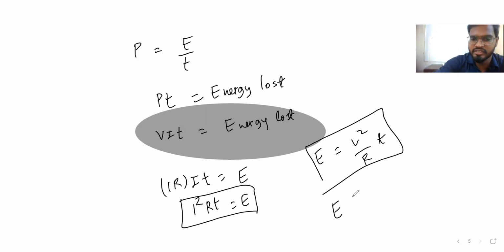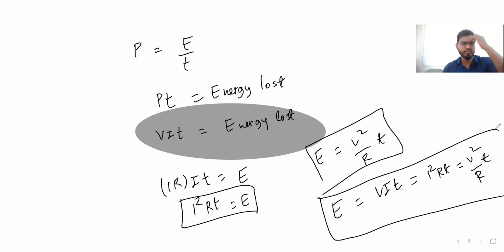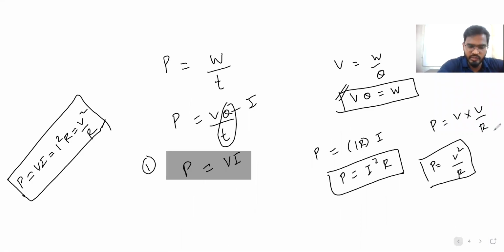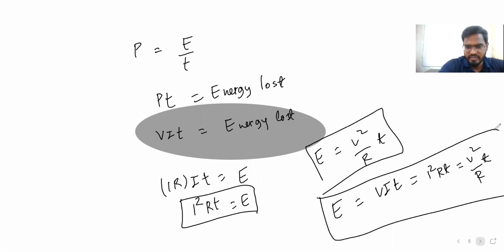So energy loss is equal to VIT, or I square RT, or V square by R into T. These three formulas we should know properly. For power: V into I, I square R, V square by R. For energy: VIT, I square RT, V square by R into T. That's it. These are the formulas for energy lost and power, which we have seen already.